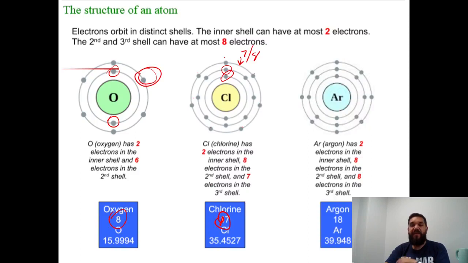Not happy. What is it going to do? Is it going to shed those 7 extra electrons? No. Think of the magnets again, right? It's too hard to pull those electrons off, although it can be done. It's easier for it to just attract one more electron. And that's usually what chlorine does.